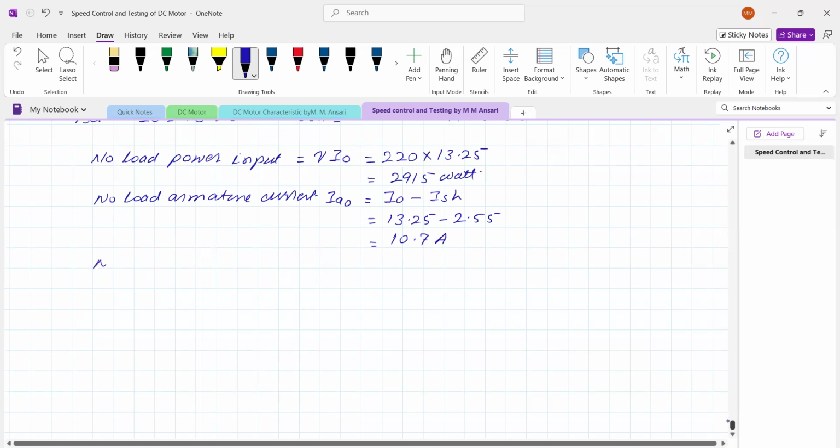Therefore, no load armature CU loss is equal to IA0 square RA. So it is 10.7 square multiplied by 0.032 ohms, and the no load power equals 3.6 watt.